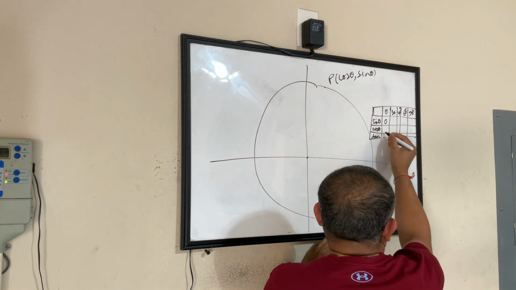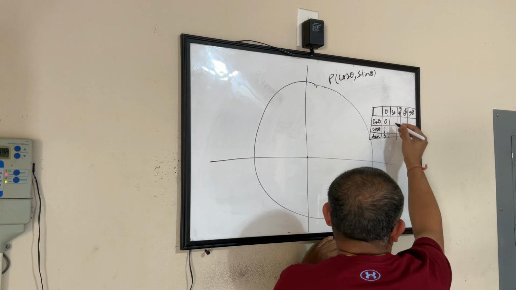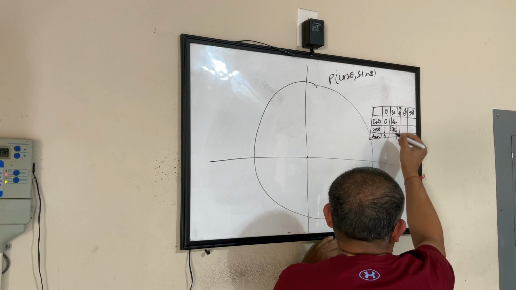Sin 0 is 0, cos 0 is 1, tan 0 is sin by cos, that will be 0 by 1, which is 0. Sin 30 is 1 by 2, cos 30 is root 3 by 2. This becomes 1 by root 3.